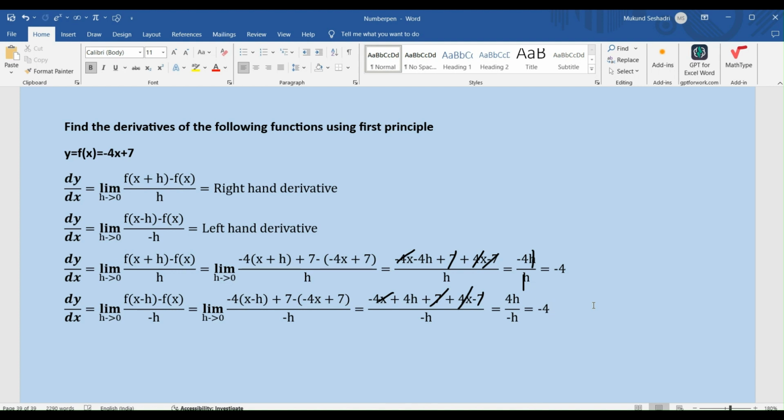So there are conditions when you examine the differentiability of a function. One is my dy dx, be it my left hand derivative or the right hand derivative, both of them are finite and they exist. That's condition one. And condition two is they are equal, right? And that's how we establish the derivative of a function using first principle, right?